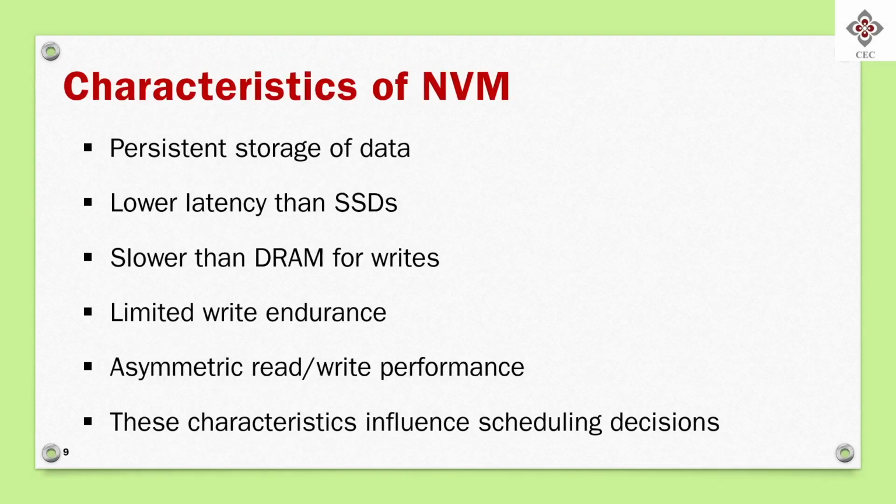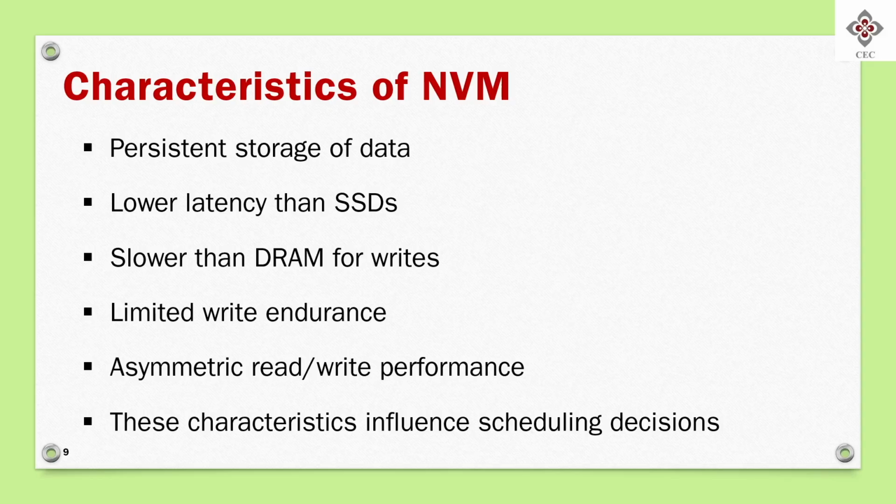The characteristics are persistent storage of data and lower latency than the SSDs which we had, but slower than DRAM for writes. DRAM is much faster, whereas this NVM is better overall, but when compared on writes it is slower than DRAM. Limited write endurance is one thing which NVM has to address, along with asymmetric read and write performance. Here read is faster whereas write takes time. That is one issue because of its nature and property of changing the values in the memory location.